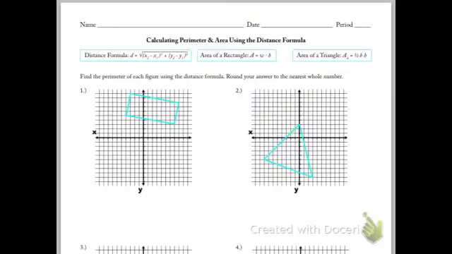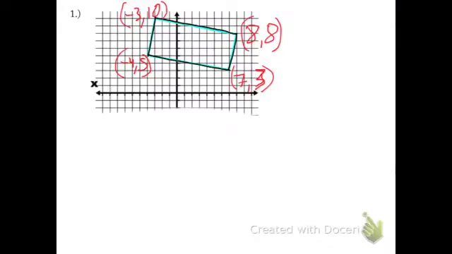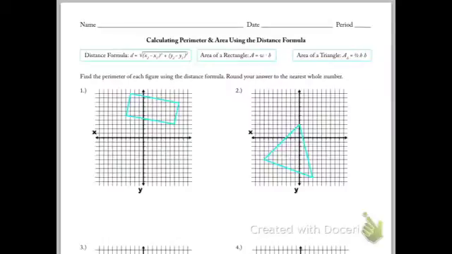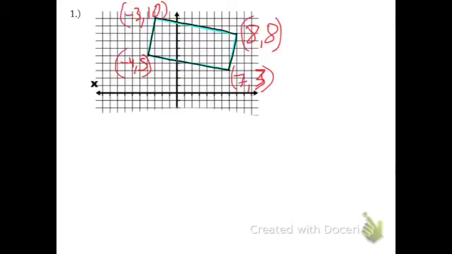Alright, time for the solutions to the calculating perimeter and area using the distance formula assignment. On each of these you have a little shape, and on the first four you're supposed to get the perimeter, on the last four you're supposed to get the area. I've taken the liberty of already labeling my points just to save a little bit of time on these videos.